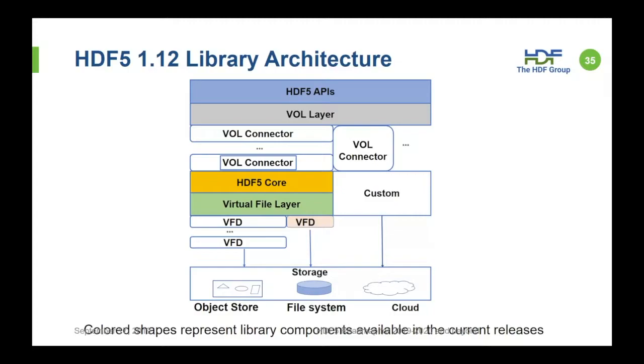So now you see in the new upcoming release, 1.12, there are colored shapes that represent the existing components available to the library. Not filled, they do not exist or are in the works. On the top level you see the HDF5 APIs, and exactly underneath it is the so-called virtual object layer that intercepts HDF5 APIs and may redirect them to a VOL connector that goes then to some custom implementation that talks to whatever storage is there. Those VOL connectors can be stackable, as shown on the left.